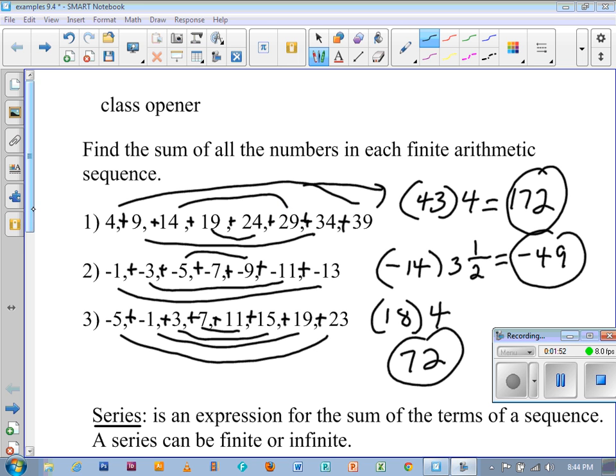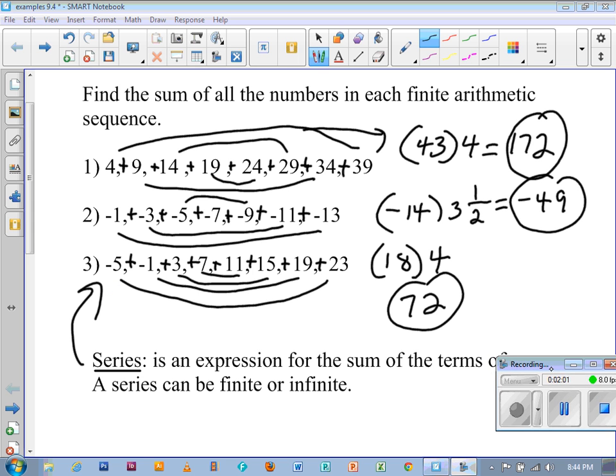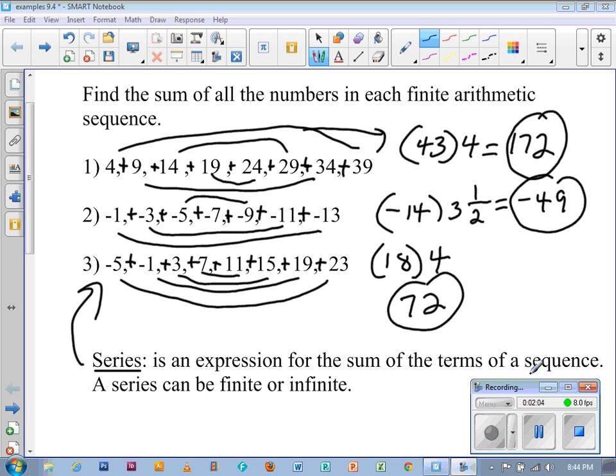Well, this lesson's about not arithmetic sequences, but arithmetic series. An arithmetic series is simply an expression of the sum of terms, which we just did, of a sequence. A series can be finite or infinite, infinite meaning it never stops. The ones up top there are finite arithmetic series. They're finite because they end. They're a series because we're adding all the numbers together, and they're arithmetic because each has a distinct difference. So that's what we're working with in this lesson.